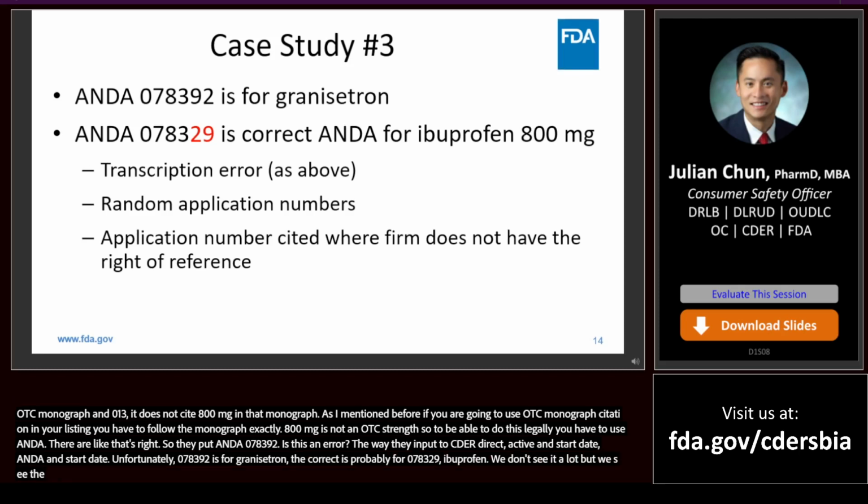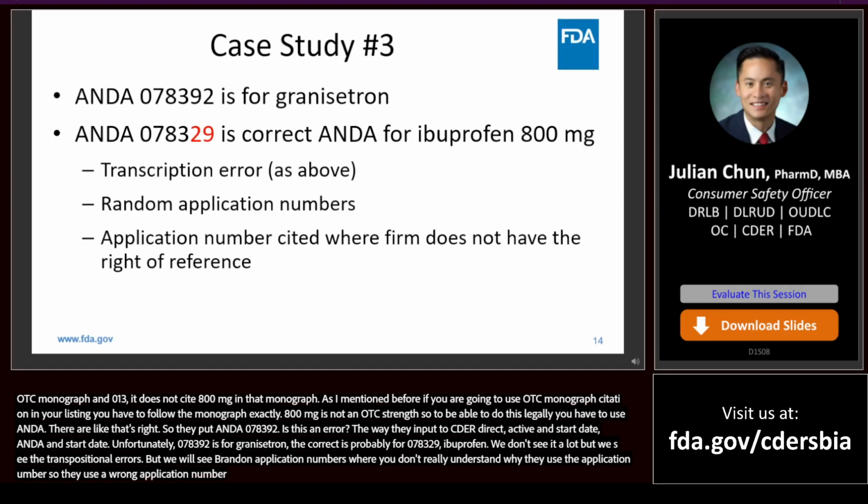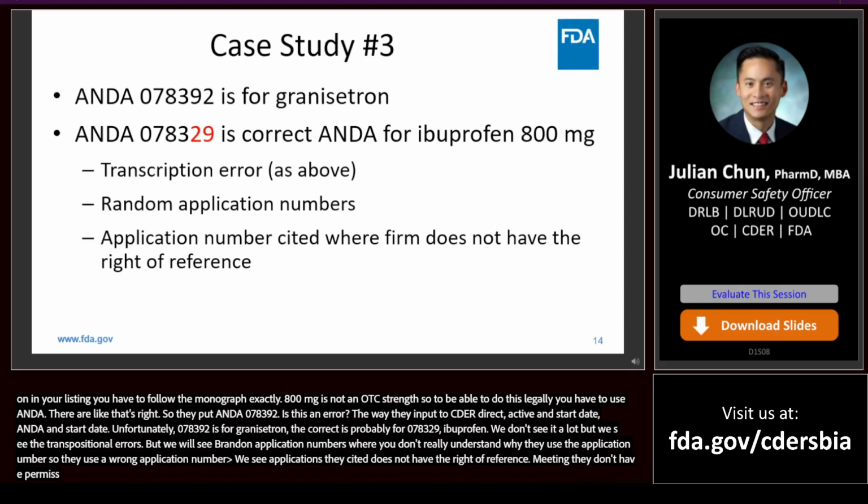But we'll also see random application numbers where you don't really understand why they used the application number, so they've used the wrong application number. Other things we see is that for the application numbers they've cited, they don't have the right of reference, meaning they do not have permission from the application holder to use their application, but they're citing it anyways.